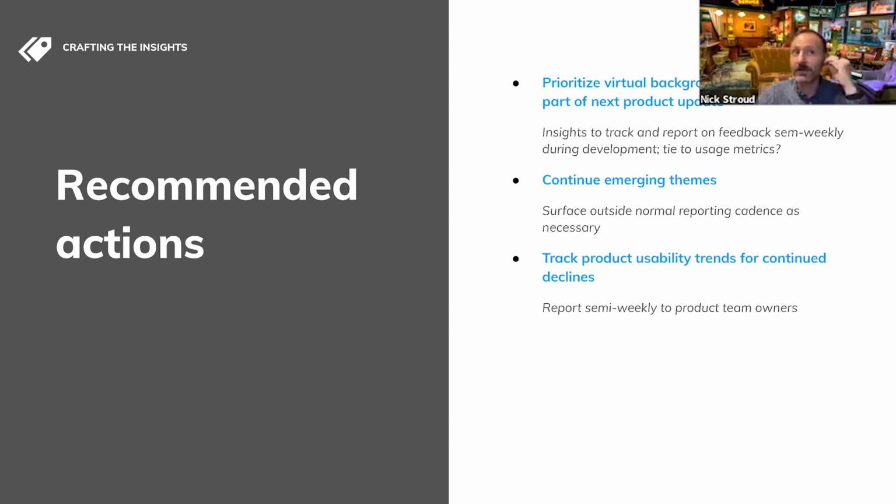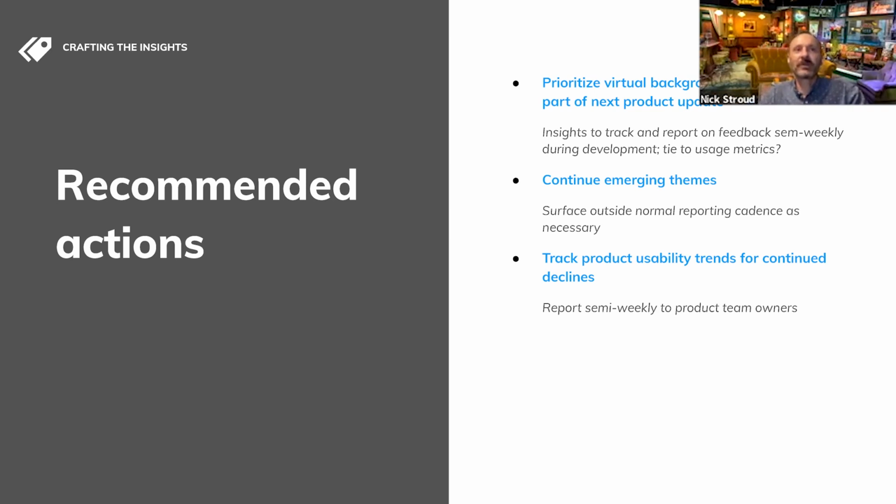And so this is a quick example of what a potential closing slide might be that we're presenting back to the product team. 3 actions. Prioritize the virtual background for mobile as part of the product update, and in particular, basically what we're telling them in that sub bullet there is 1A, that the insights team, we're gonna help you by tracking that feedback weekly and semi-weekly, and we'd also like to tie it to some of those usage metrics within the product. So we're gonna help you. We're not telling you to do something without us being involved.